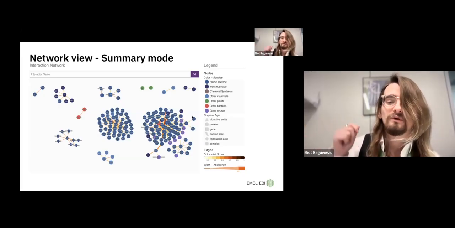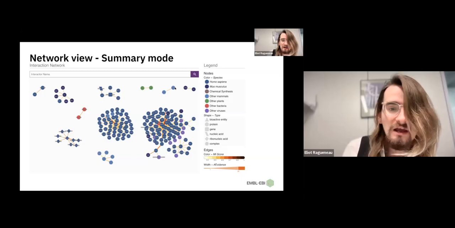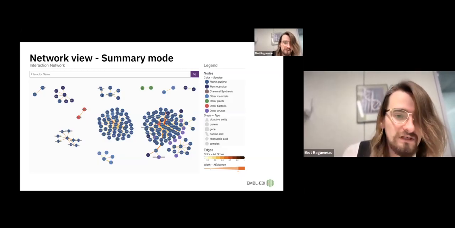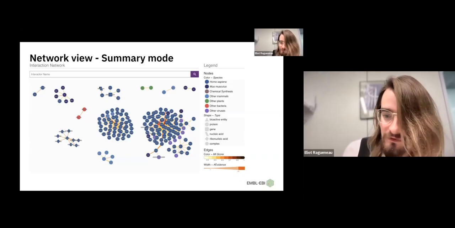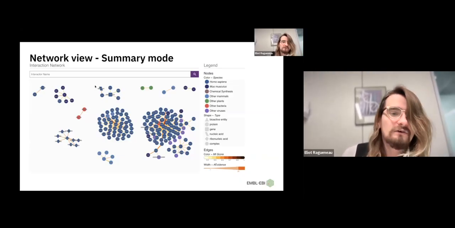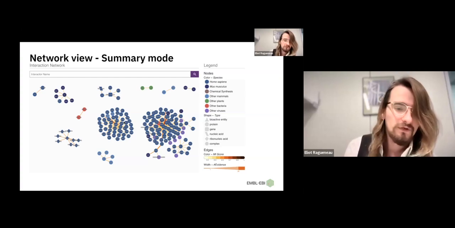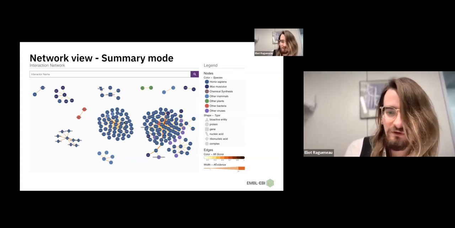So are we talking about a protein interacting with a protein? Are we talking about a gene interacting with a protein, or a protein with some nucleic acid? All of that is encoded by the different shapes of the nodes, as you can see here.